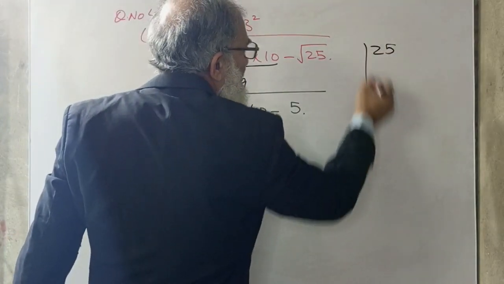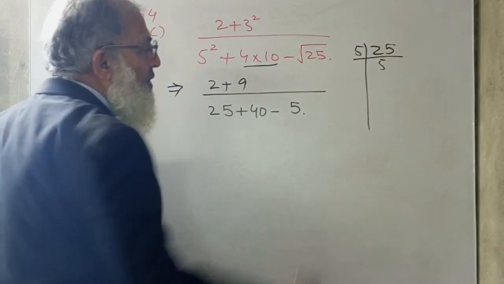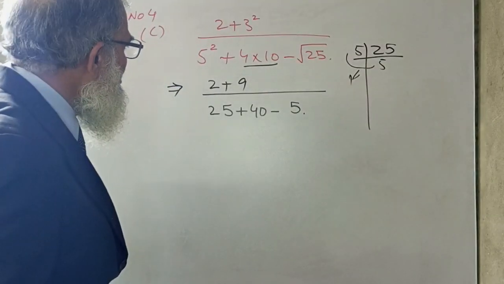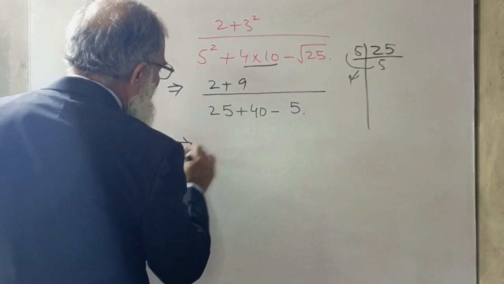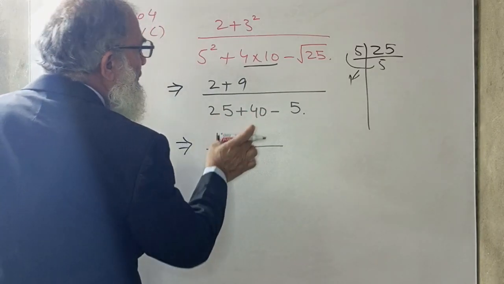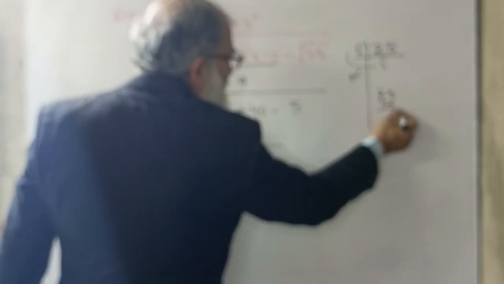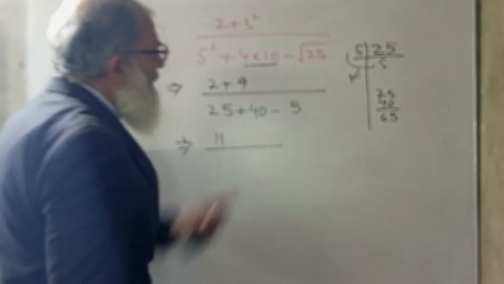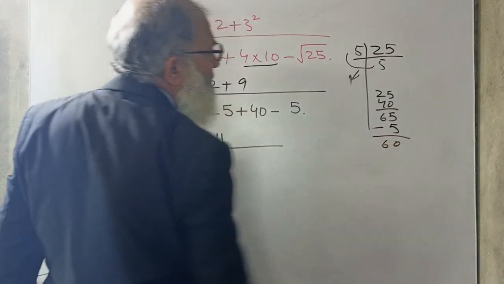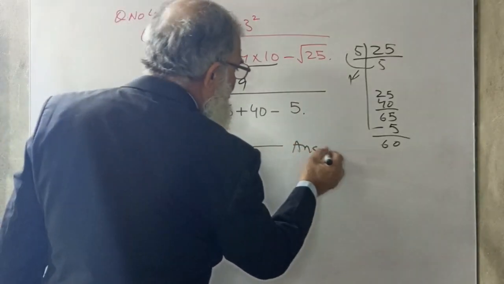Just to remember, this is a pair, so 1 out of. Now it becomes 11 and 25 plus 40. 25 plus 40 gives us 65 and minus 5 gives 60. Now this becomes as 60 and that is the answer.